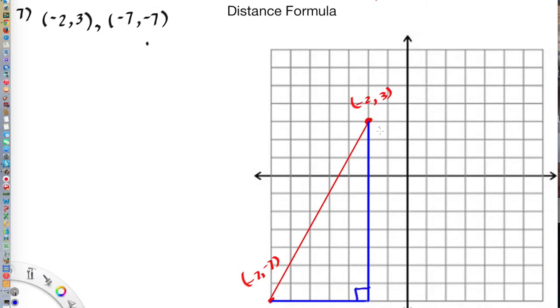We know that the height of this right triangle, it looks like it's 3 above and 7 below, which would give us a height of 10 units, whatever these units are. And then the base, we're going from -2 to -7. The difference between that is 5. There's an absolute distance of 5.